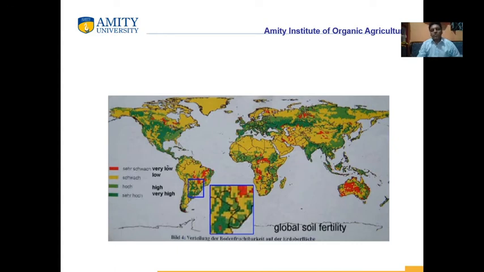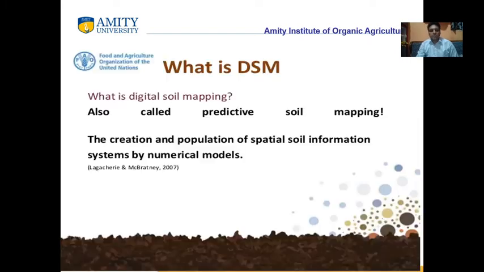These are the photographs. The red color means very low, very deficient. The yellow colors show low status of fertility, and the green color shows high fertility status. In the Indian region, you can see green color, which denotes the high fertility level of Indian soils.